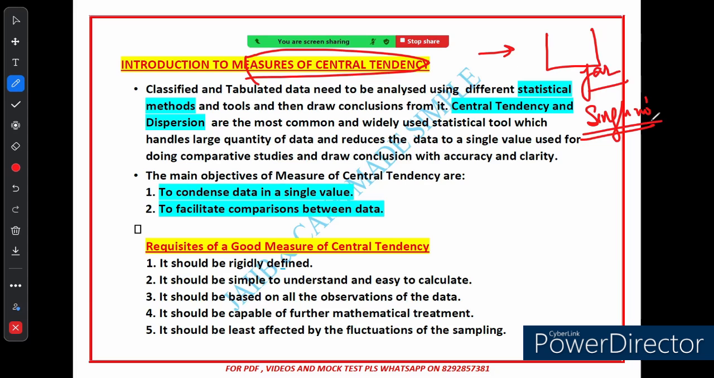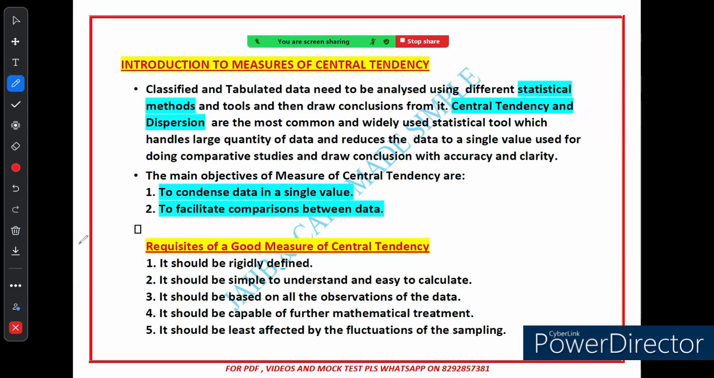So the question is, when data is neatly organized, either classified into groups or arranged in a table, we can use a statistical tool to crunch the numbers, isn't it? Two of the most common tools are the measure of central tendency and the second is dispersion. You can see central tendency and dispersion. These are the two measure tools used.